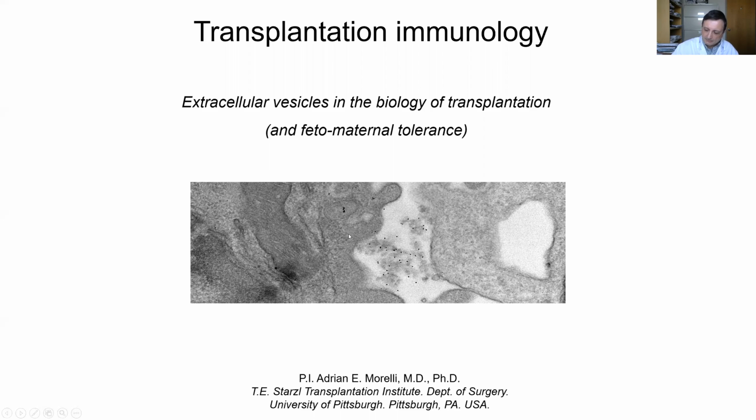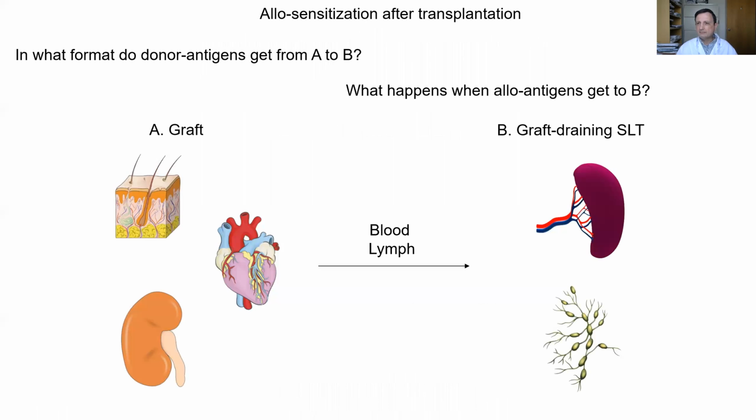More specifically, we've been working on a question that has been around in our field of transplantation for the past 70 years. That is, in what form do the donor antigens get from the graft, from the transplant, to the place where the leukocytes are, to initiate the process of graft rejection?